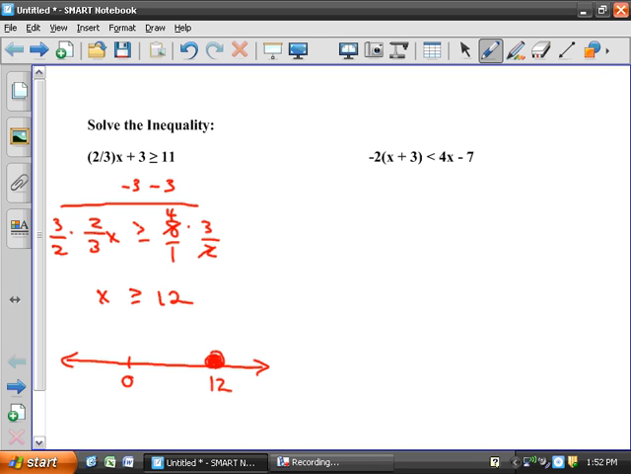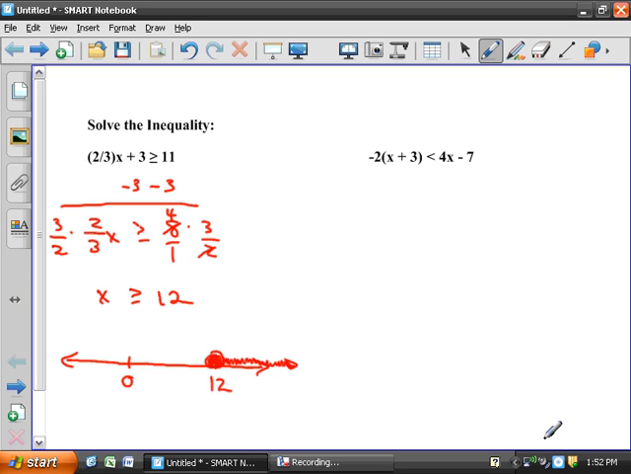My next responsibility is to shade the correct side of this boundary. And we want all the x's that are greater than or equal to 12. So those are numbers like 13 and 14 and 15 and 800 million. And they all exist on the right-hand side of 12. I shade to the right. I make an arrow indicating that it goes on forever. And I'm finished.